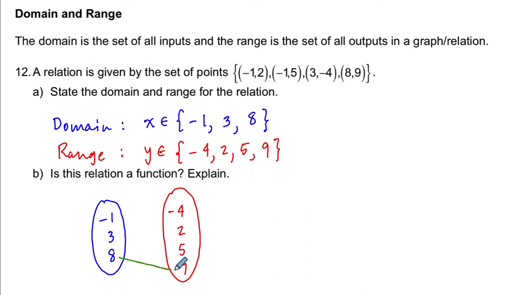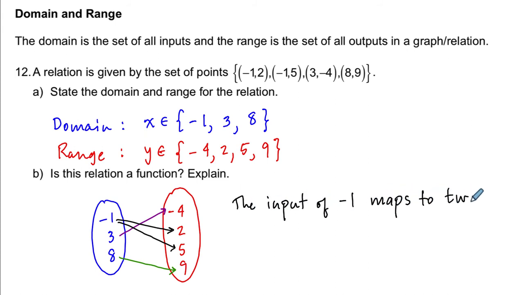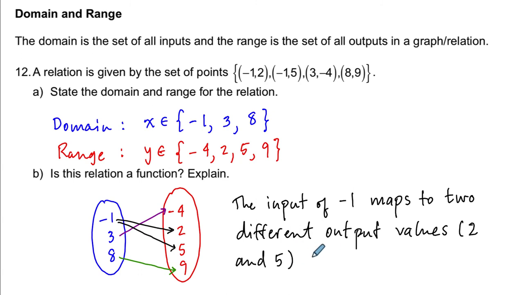So I know that 8 maps to 9, and I know that 3 maps to -4, and then I also know that -1 maps to 2 different outputs, namely to 2 and to 5. And so that input arrow branches or splits off into 2 outputs. And so that's a good visual way to see that we do not have a function, because the input of -1 maps to or corresponds to 2 different output values, namely the output values of 2 and 5.